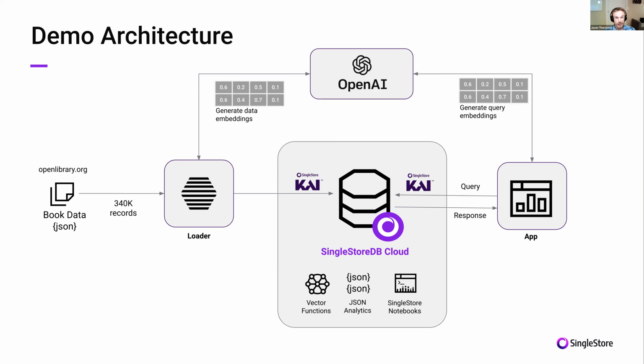Okay, so let's go back to the demo architecture. So I took this data set from Open Library. Open Library is a project of the Internet Archive, and it's kind of like a universal library where anyone can go check out book information, check out books, and find books that they're interested in, like any other library, except it's open to anyone.